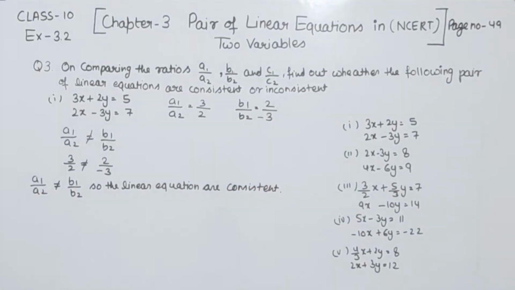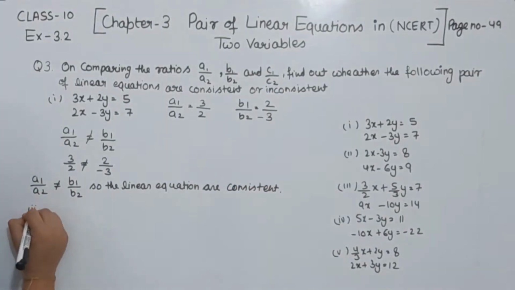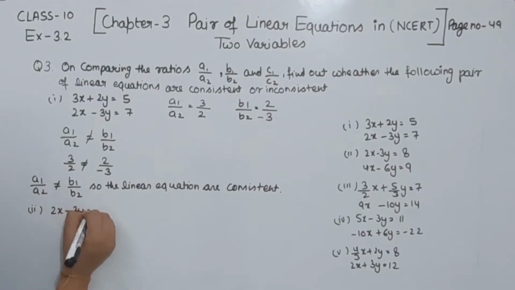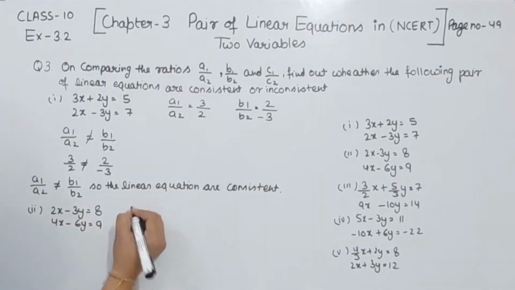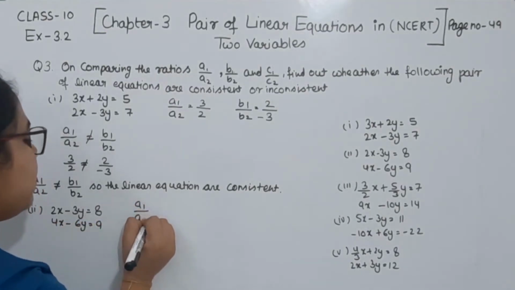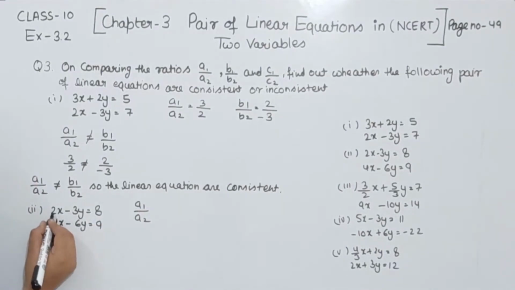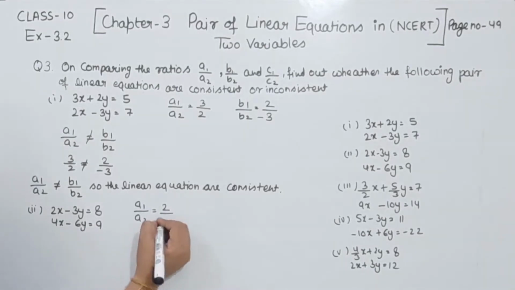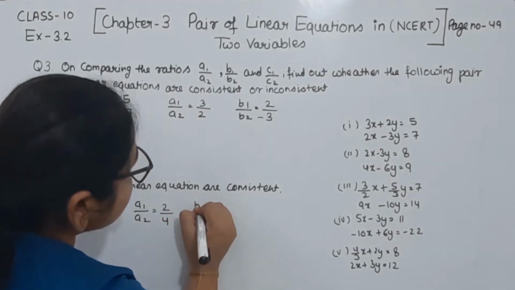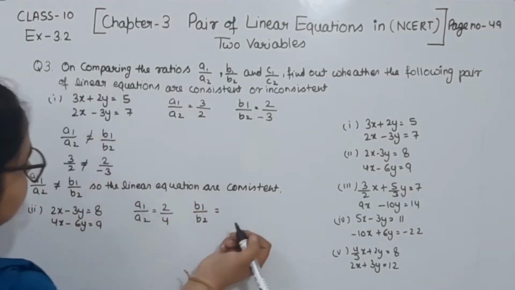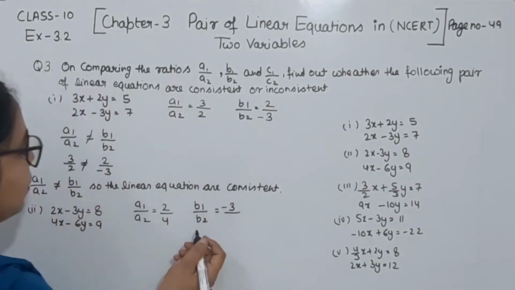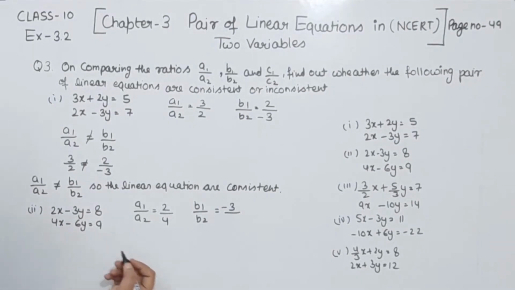Now comes to the second one. The second one has the equations 2x minus 3y is equal to 8 and 4x minus 6y is equal to 9. First of all we are going to find A1 by A2. A1 is the coefficient of x of the first equation. A2 is the coefficient of x of the second equation. Now comes to B1 by B2. B1 is the coefficient of y of equation number 1 and B2 is the coefficient of y of equation number 2.